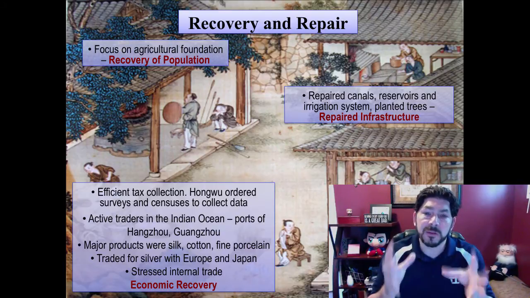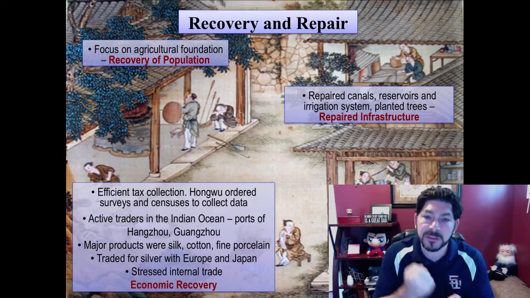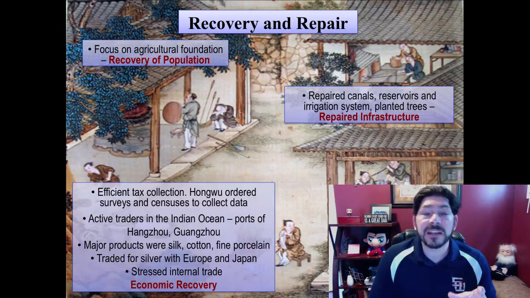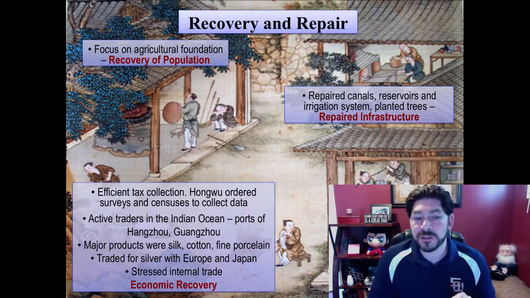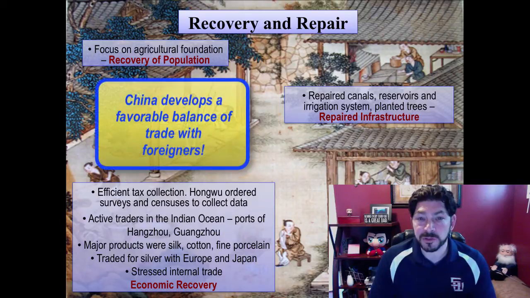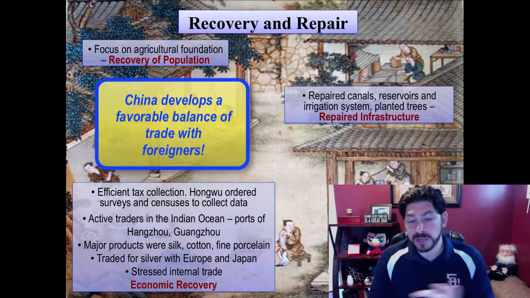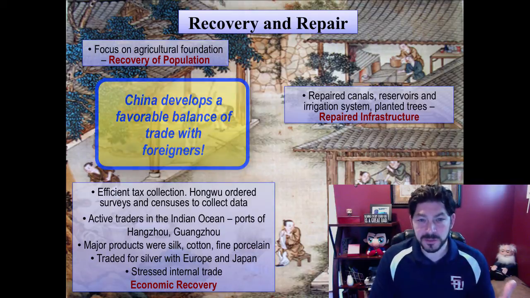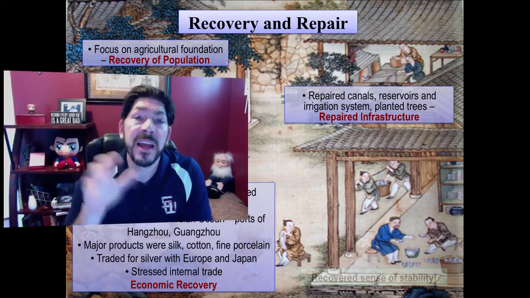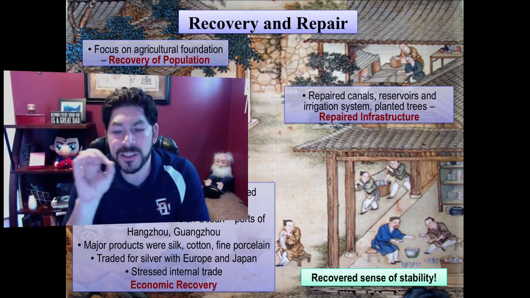And by doing this, Hongwu wanted to set up a very efficient system of tax collection, using surveys, censuses to collect data. They also wanted to become active traders in the Indian Ocean trade route, trading silk, cotton, and fine porcelain for silver from Europe and Japan mostly. They also stressed internal trade because later on they could become very self-sufficient because of their mass size and resources that they have.